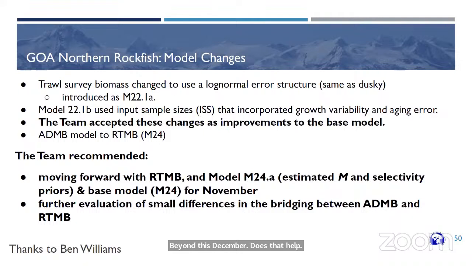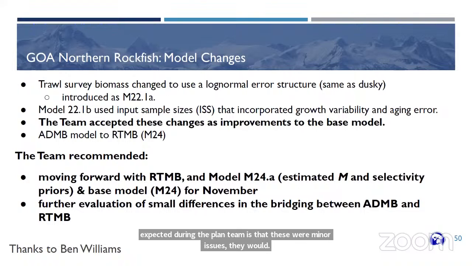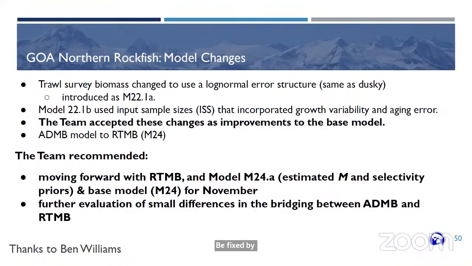Hello? I'm sorry, I must have missed the last. Can you repeat the last part of your question? So you said he was really close, not ready for prime time, and then what was the rest? From what I understand today, and what we expected during the plan team, these were minor issues. They would be fixed by November, and bringing both of them forward is a great idea if you can show us that they match. It's not like we're changing models in November, they're identical. I think it's more for beyond November this year. Is that helpful?